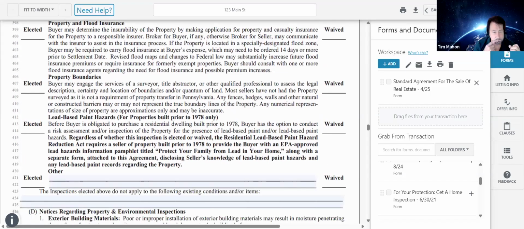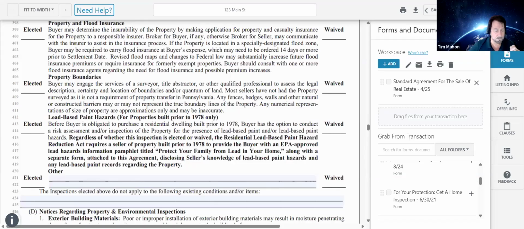Here's what it says: buyer may engage the services of a surveyor, title abstractor, or other qualified professional to verify the legal description. Okay. Pretty much, if you elect it, the buyer is basically saying they want to pay $7,000 or $8,000 for a survey. Well, most buyers don't want to do that, so it's generally waived. Okay. Lead-based paint hazards should always be waived.